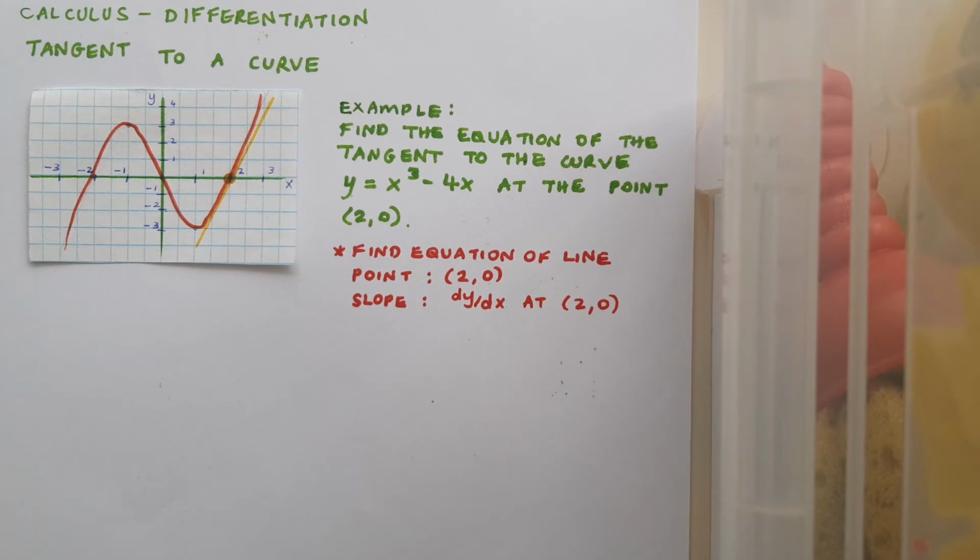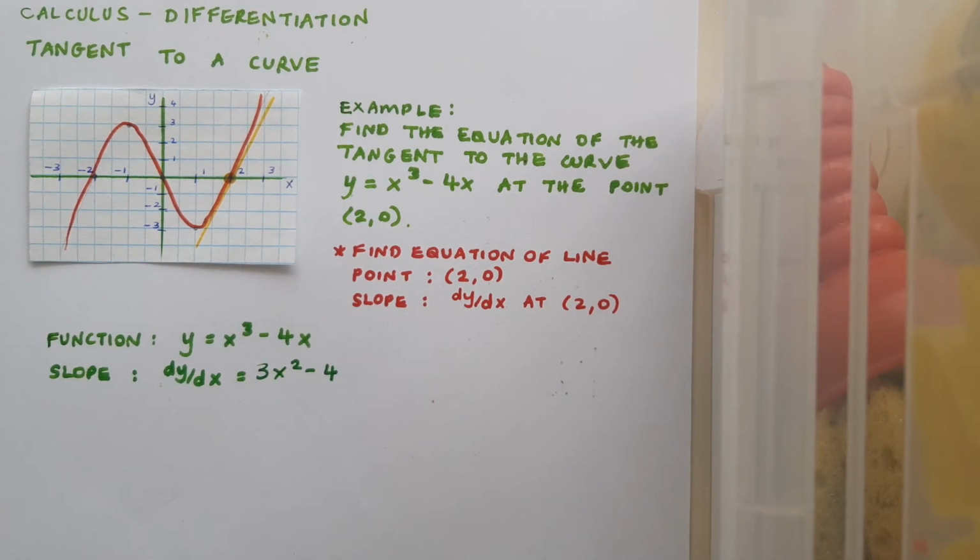I'll just take my function y equals x cubed minus 4x. So there's my function. And I want to find slope. I want to find dy dx. dy dx, so, is 3x squared minus 4 in this case. But now that'd be a funny looking slope to fill into the equation of a line formula, wouldn't it? So I actually need to work it out as a value. And I can do that because I'm really finding the slope, or dy dx, at 2, 0.